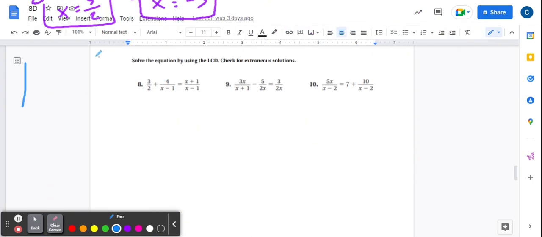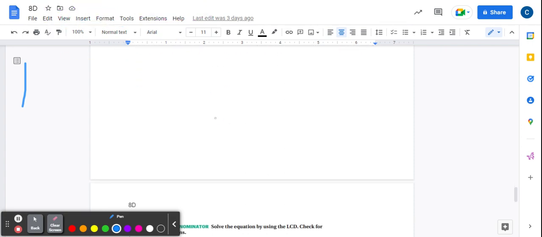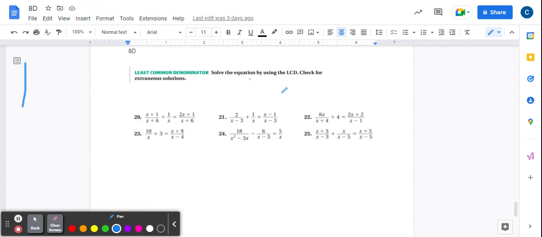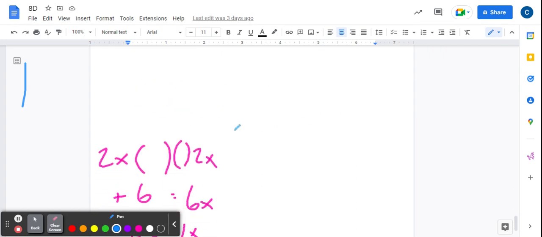Okay, so here's a few more of these. Solve the equation by doing the least common denominator, check for extraneous solutions. And then we got some more down there for y'all to do as well.